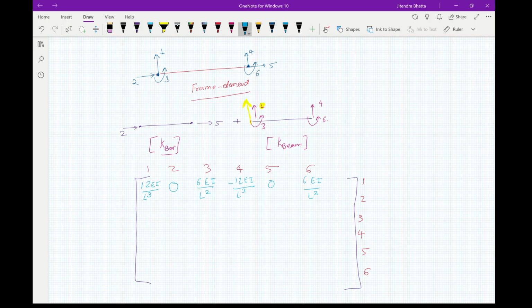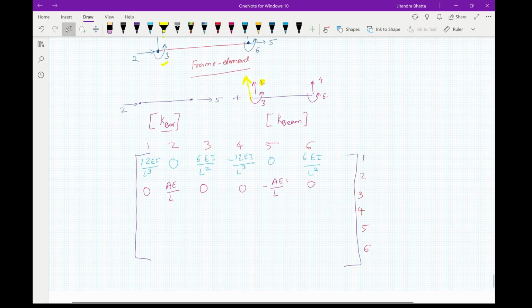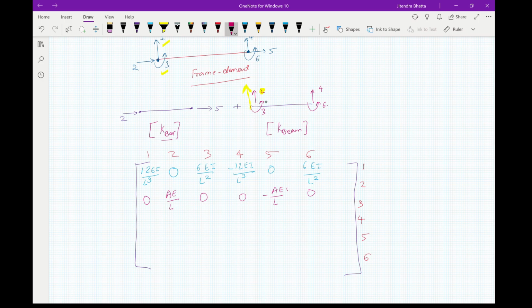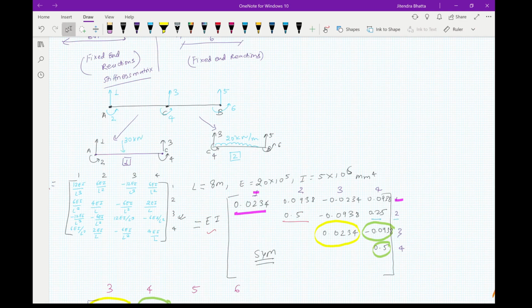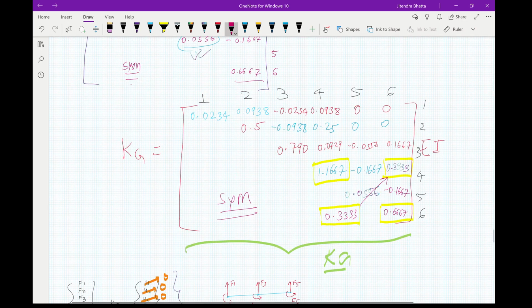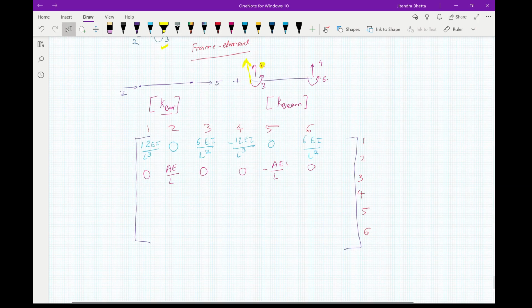Now if you are looking at the second one, which is the axial one, it has no influence on this or this, therefore this will be equal to 0. 2, it will be AE by L that we obtain for the bar element. This will be 0, this will be 0, this will be minus AE by L, and 6, it will be 0. For the third one, this will correspond to your moment here, F3, which will correspond to your F2 in the above here. It will correspond to this one. So you just copy the values down to the respective degrees of freedom.